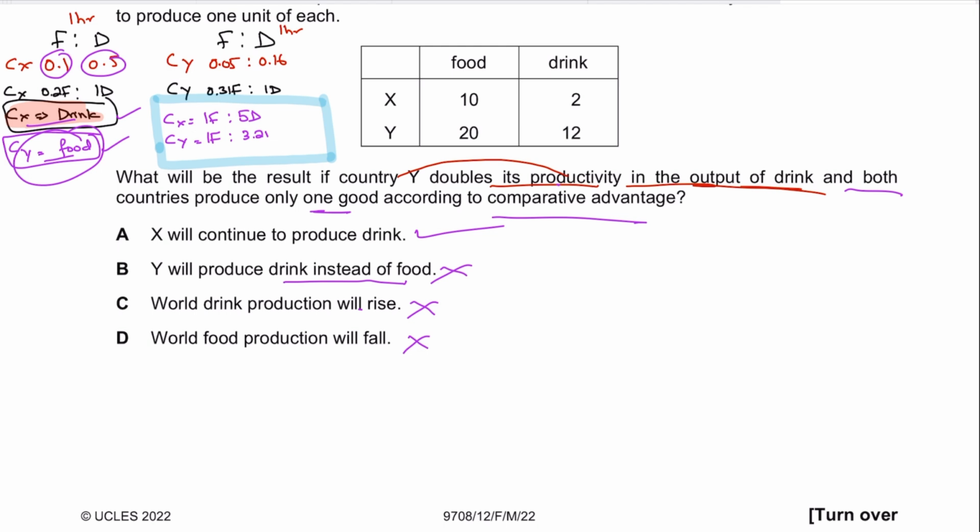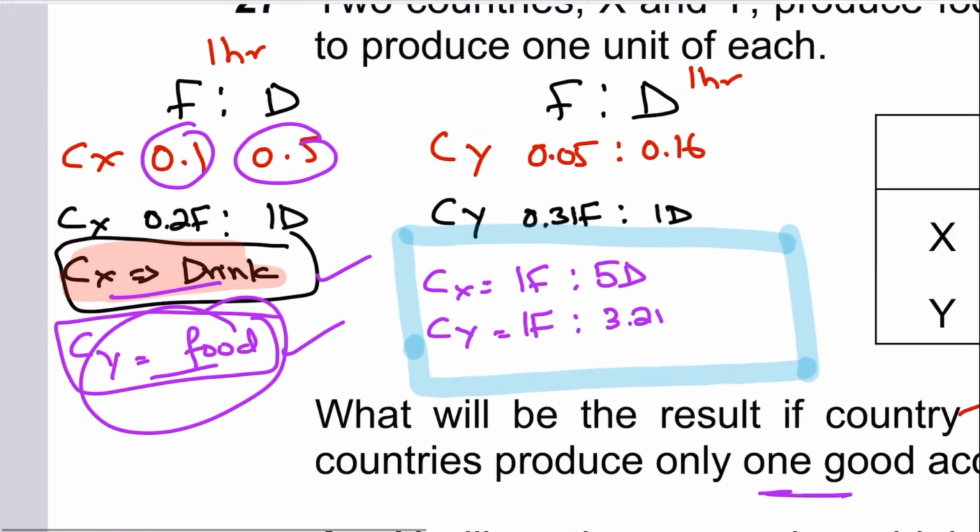And the only technique here was that instead of giving the units, they gave the number of hours. So whenever the number of hours given are different, you always calculate how many units can be produced in 1 hour for both food and drink and for both countries. That is step one: you calculate how many units of food and drink can be produced in 1 hour.